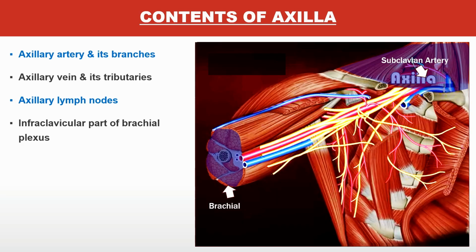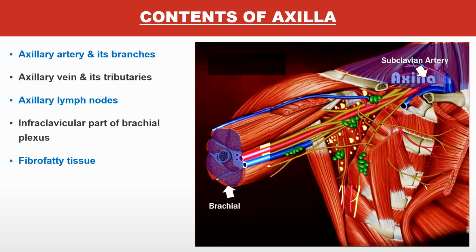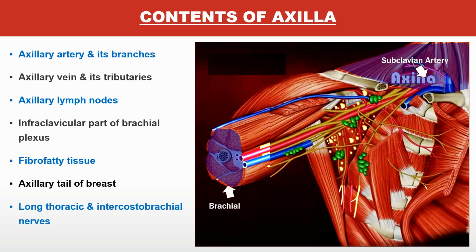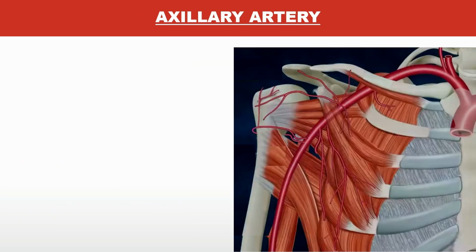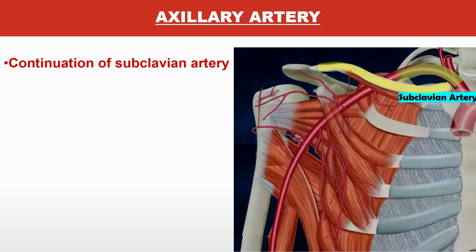Then, of course, the base is having some fibrofatty tissues, the axillary tail of the breast, a long thoracic and the intercostobrachial nerve. Now, the first structure that we'll take up here is the axillary artery. So, if you see the cervicoaxillary canal, this is the clavicle. So, above the clavicle, this is the subclavian artery. Okay? So, actually, the axillary artery is nothing but the continuation of the subclavian artery below the clavicle.